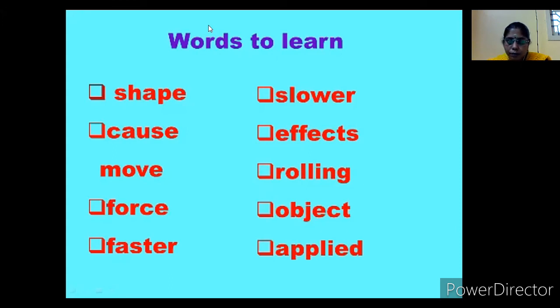Words to learn. Shape, cause, move, force, faster, slower, effects, rolling, object, applied.